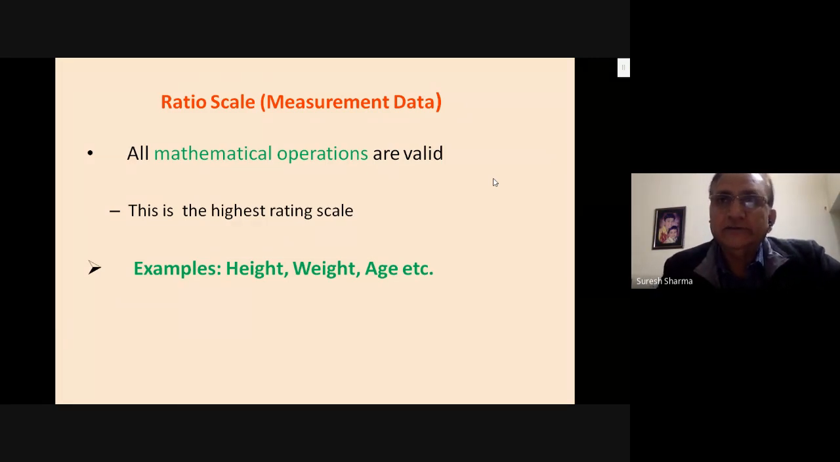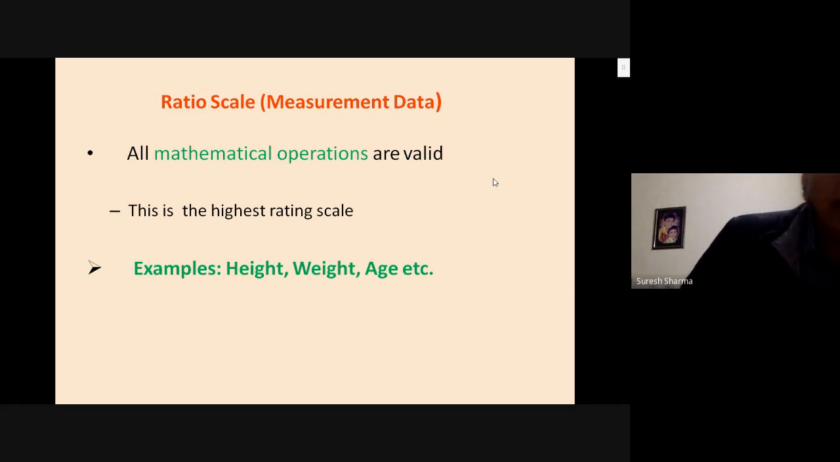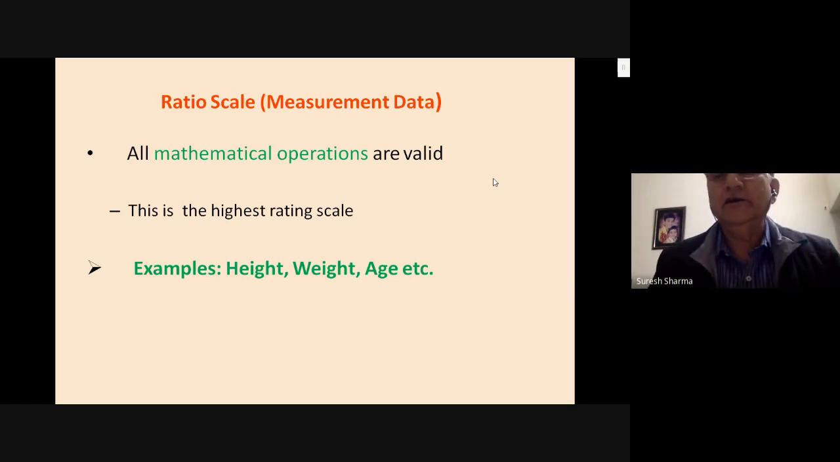Generally, we say that the age of the father is 3 times the age of the son. If the son is 15 years, the father is 45 years. So 45 divided by 15 is 3. So it's 3 times. But if I say age 0, that means it doesn't exist. Height 0, it doesn't exist. Weight 0, it doesn't exist. While 0 has a meaning in interval scale, 0 does not have meaning in ratio scale. You have to be very, very clear.